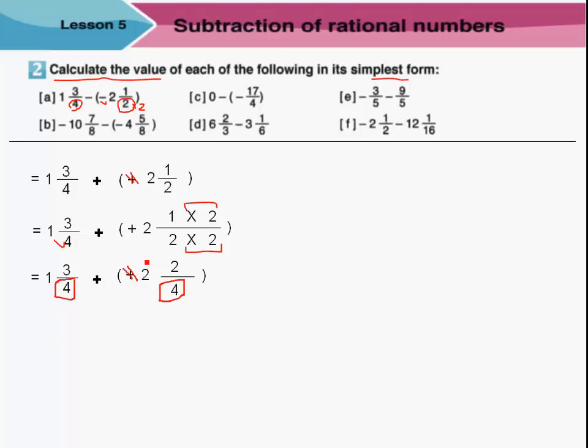So we have to add the integer numbers and add the rational number. Adding 1 and 2, ask yourself, both has the same sign. So we have to add the two numbers. 1 plus 2 is equal to 3. This will be 3 plus 2 equal 5. And the denominator is 4.